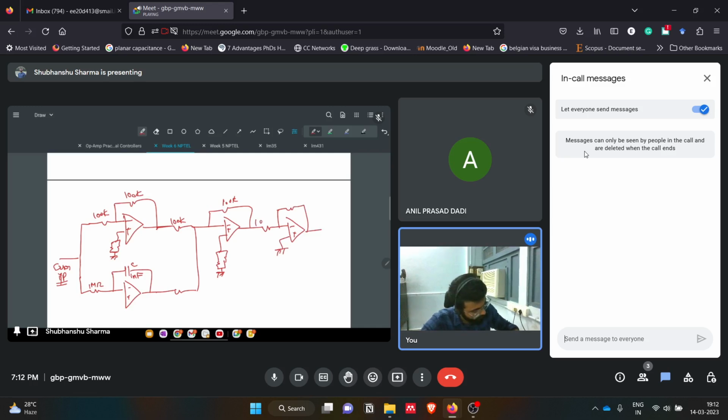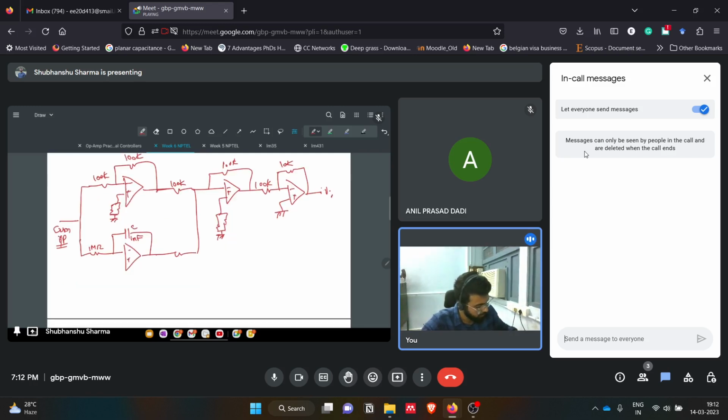This is 100k, this is 10k. Each and every op amp has some role. Let's say this is A1, this is A2, this is A3, this is A4. So this A1 is setting the gain.